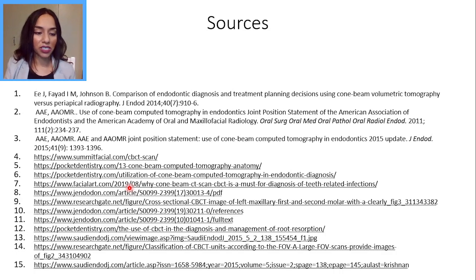So these are the sources I used, primarily being source number 3, which was the joint position statement.